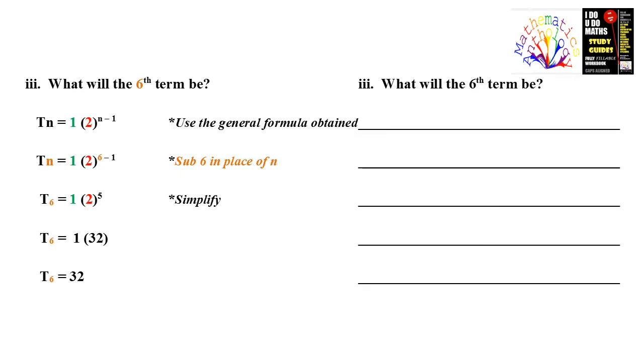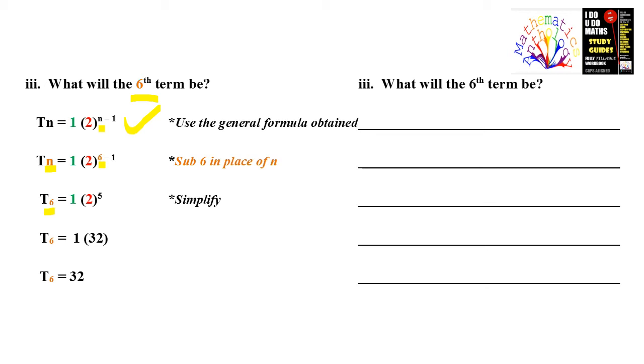The third question, what will the sixth term be? Now, we did a question like this before. What will the sixth term be? This means that n is equal to 6. So when we substitute into our general formula that we calculated previously, instead of n, we will substitute 6. So there we go, there's our 6. Instead of n, we substitute 6.